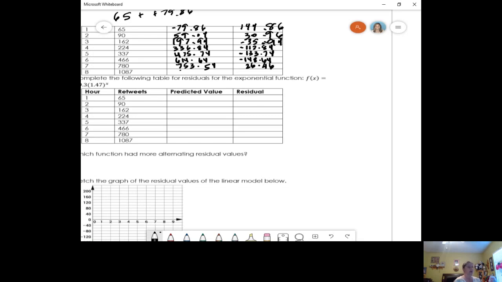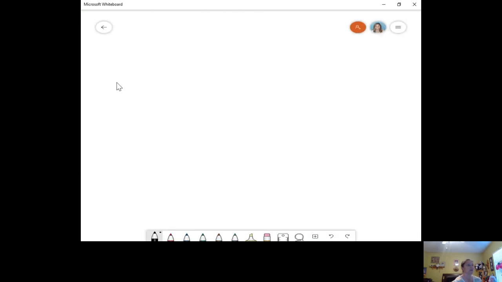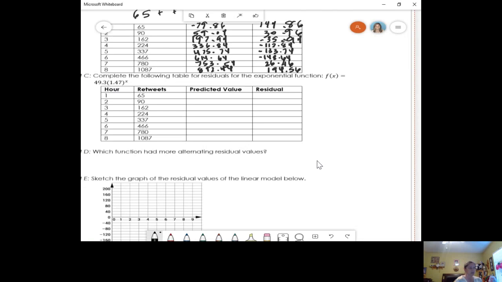All right, substitute in 8, so I end up with 892.44, which gives 194.56. All right, then we're going to do the equation that goes with the exponential function. So the equation is here, once again substituting in 1 through 8.